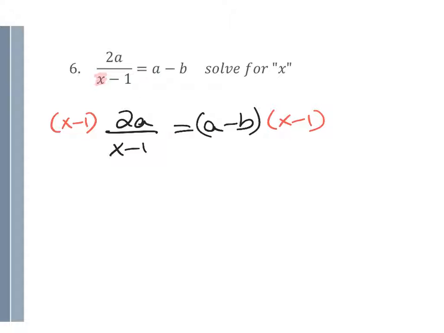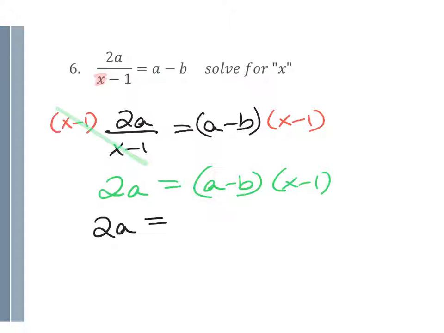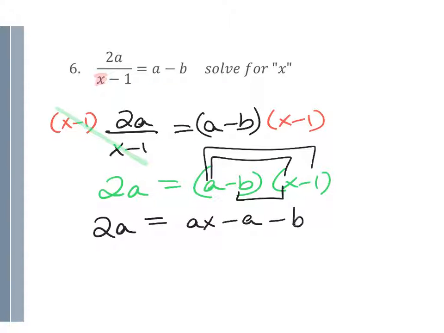So this would cause this to cancel, and then I would be left with 2a is equal to a minus b times x minus 1. I need to FOIL that right side. So I'm going to get 2a on this side. A times x is ax. A times negative 1 is negative a. Negative b times x is negative bx. And negative b times negative 1 is positive b.